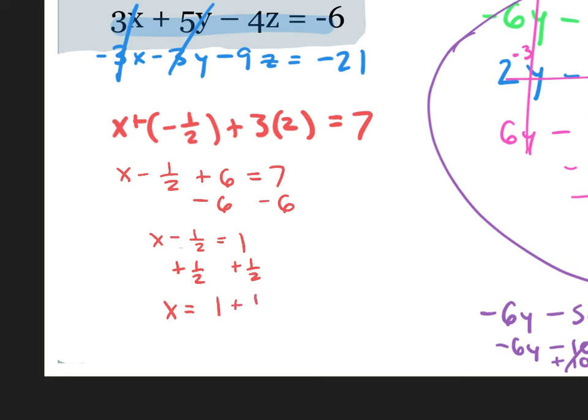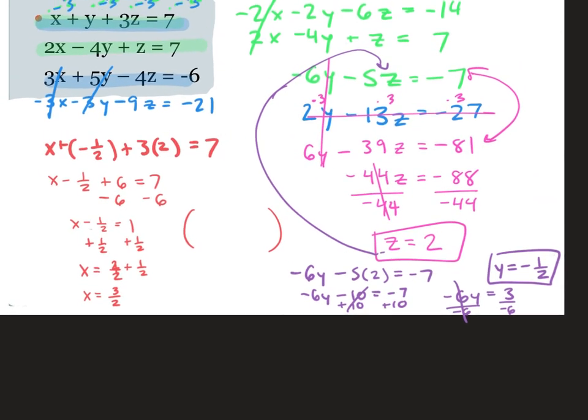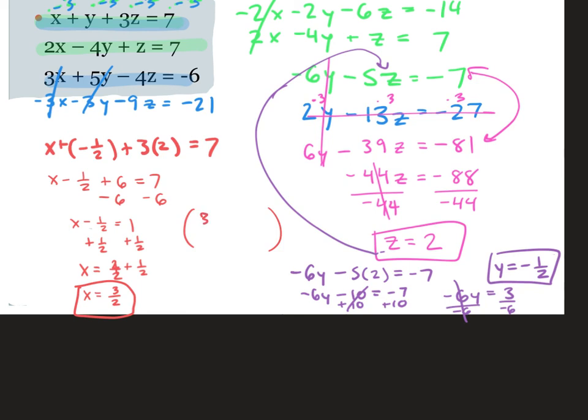So how do we add 1 plus 1/2? You have to find the common denominator. What's our common denominator on 1 going to be? 2. So we have 2 over 2. So what's 2 over 2 plus 1 over 2? 3 over 2. Just add the numerators, keep the denominator the same. How do we write our answer? 3 over 2, negative 1/2, and 2. Perfect.